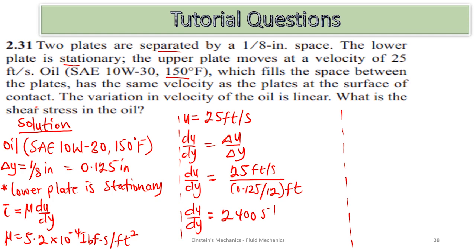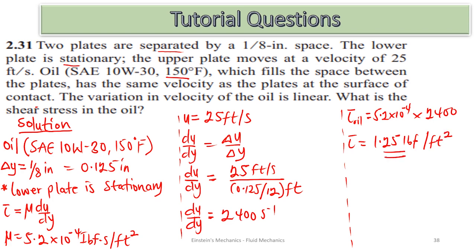Are you okay? So therefore, we can say that the shear of the oil with a viscosity of 5.2 times 10 raised to the power negative 4 multiplying the rate of strain, which is 2400, is going to be 1.25 pound force per what? Feet square. Are we okay? So this is the shear stress in the oil.